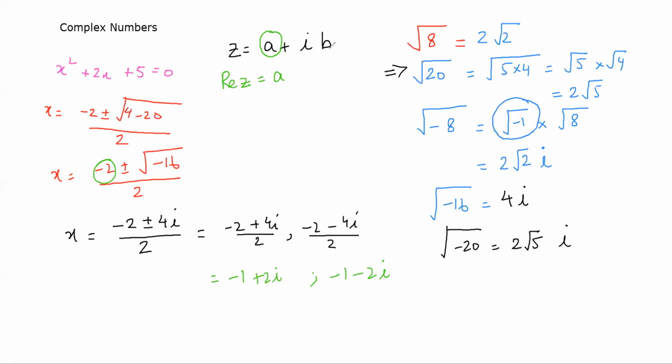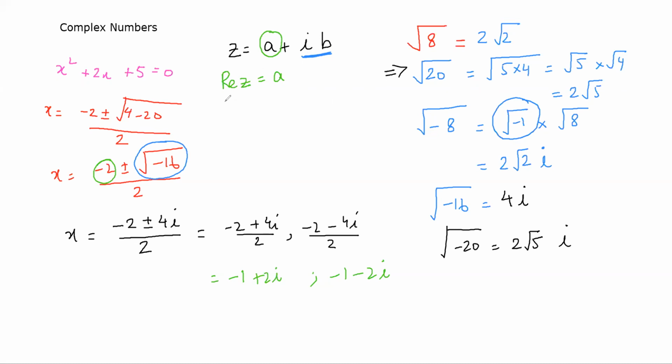Okay. Now, this iota b over here belongs to the part where we have the imaginary number, because actually this square root of minus 16 does not exist. There is no such number. If you square that, you don't get minus 16. Okay, so that is why this is the imaginary part.